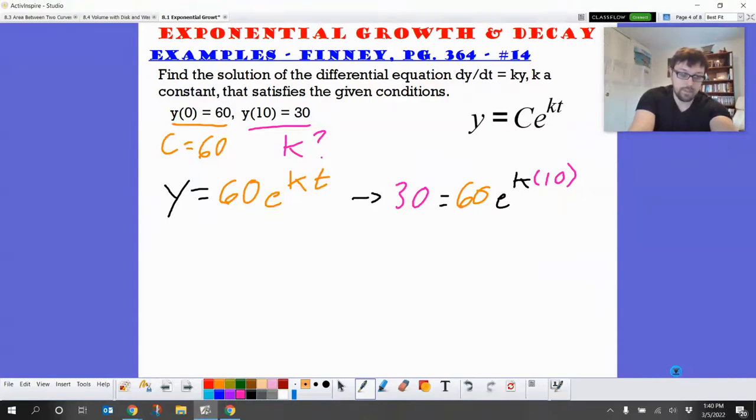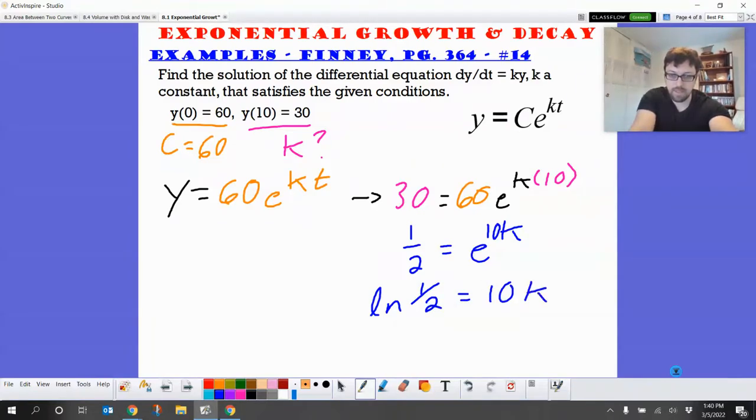All right. Let's get rid of that 60. So we get 1/2 equals e to the 10k. Then I want to get that exponent out of there. So we want to do the ln on both sides. So we do the ln of 1/2 equals 10k, because if I do the ln of this side, it'll just get rid of our e. The ln of e is going to be 1. So now we just divide by 10, and then we've got our k.